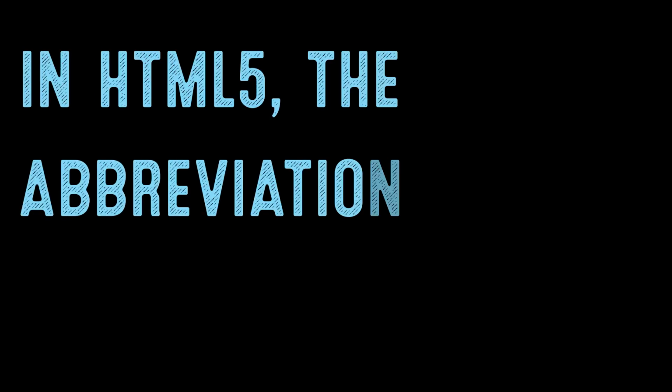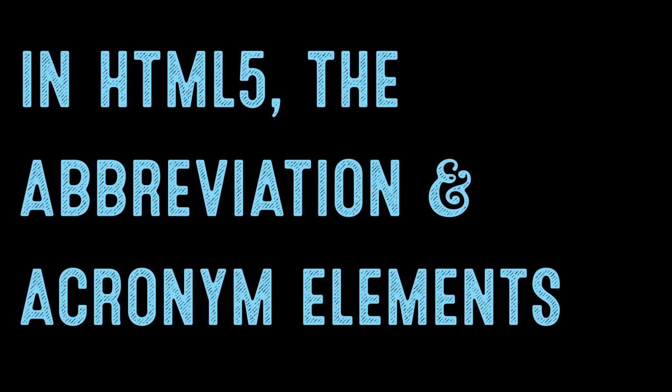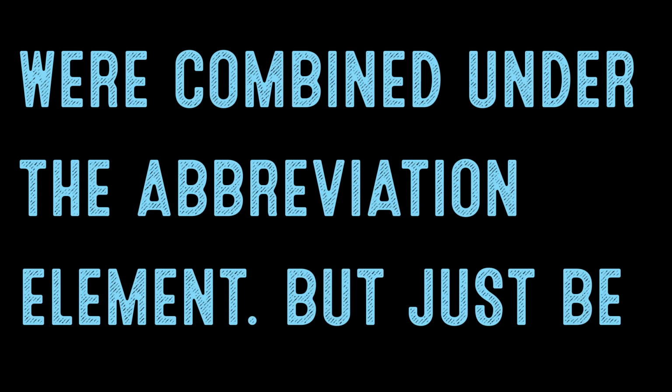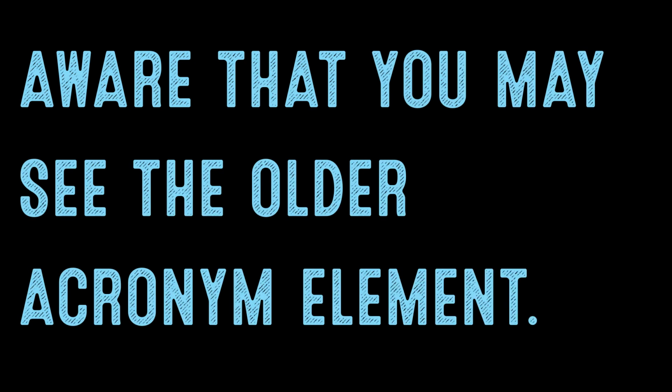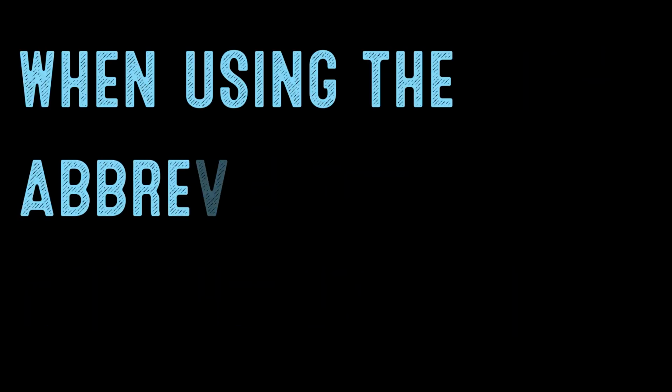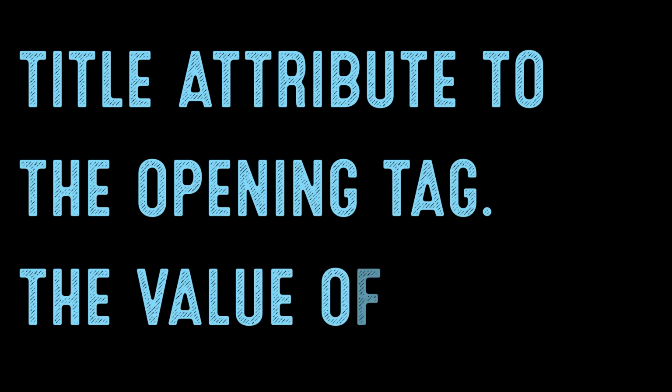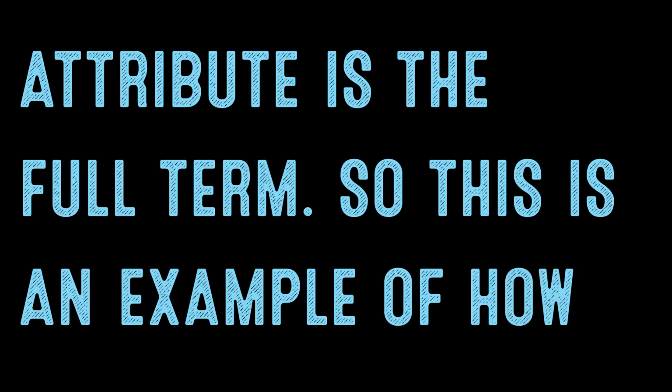In HTML5, the abbreviation and acronym elements were combined under the abbreviation element. But just be aware that you may see the older acronym element. When using the abbreviation element, you can add the title attribute to the opening tag. The value of the attribute is the full term.